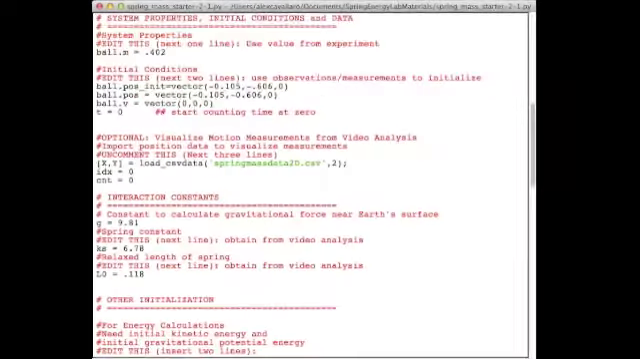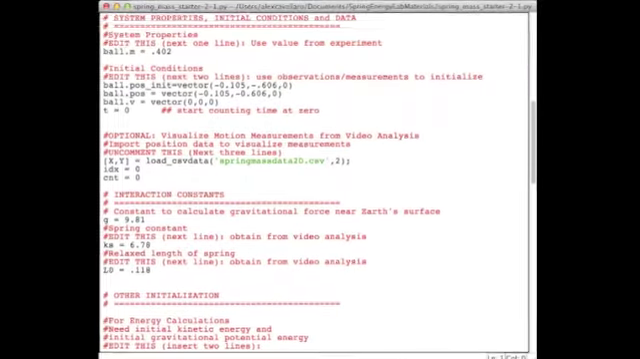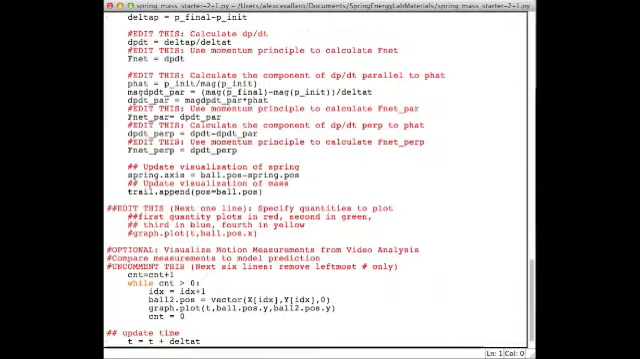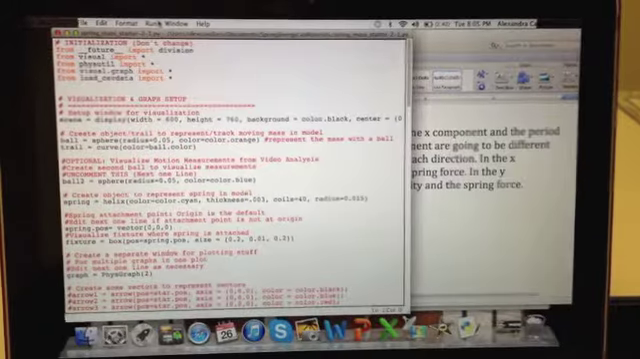I edited many things, including the observation measurements, the gravitational forces, and also the delta T. I also commented the optional visualize motion measurements for video analysis to include cnt = cnt + 1, which created the graph plot of t. I also included ball.pos.y and ball2.pos.y.